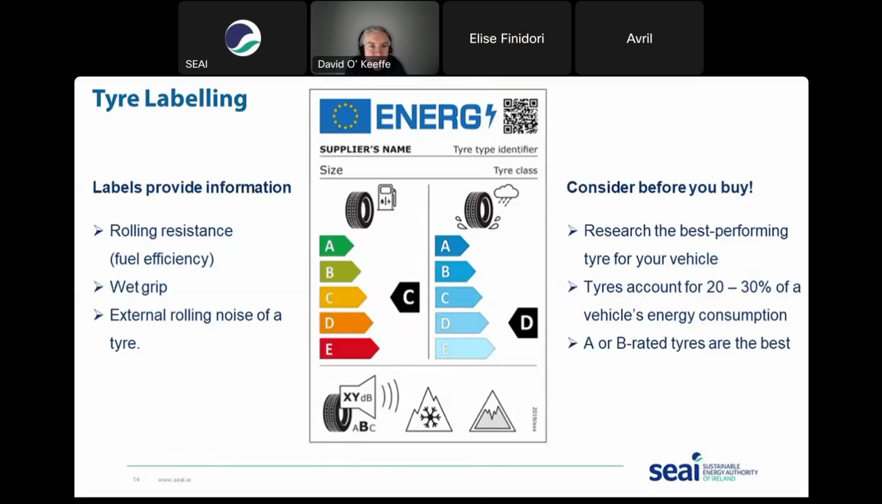So the specific areas that we really look at, and which would be the most important to Irish motorists, are the rolling resistance or fuel efficiency on the left, the wet grip or the performance of the tire under wet braking on the right hand side, and then in the bottom left hand corner we have external rolling noise. So I'll go through these categories in a little more detail in a few minutes.